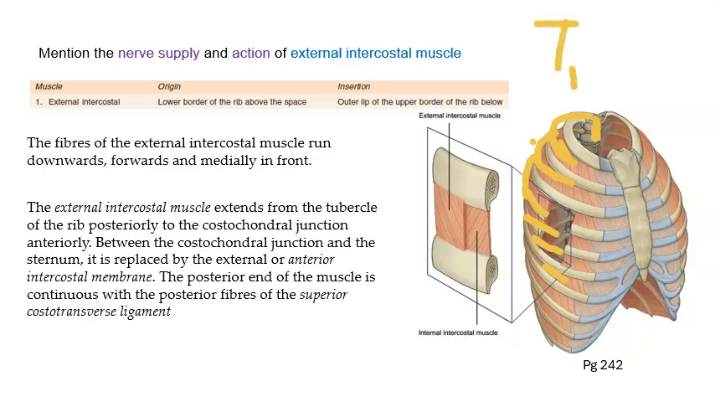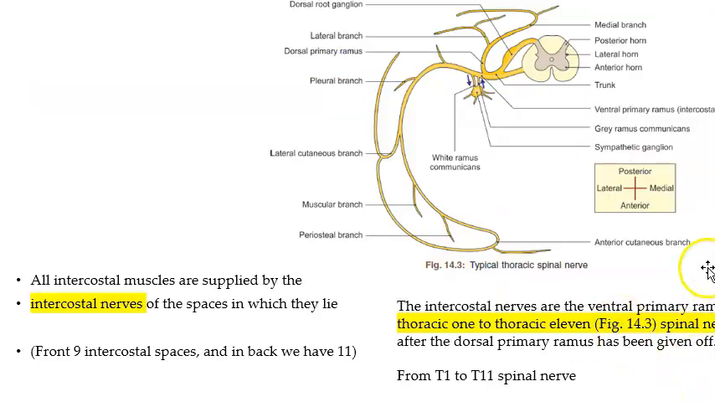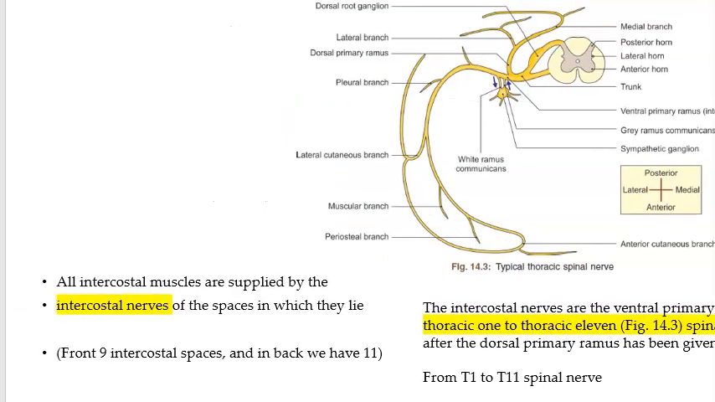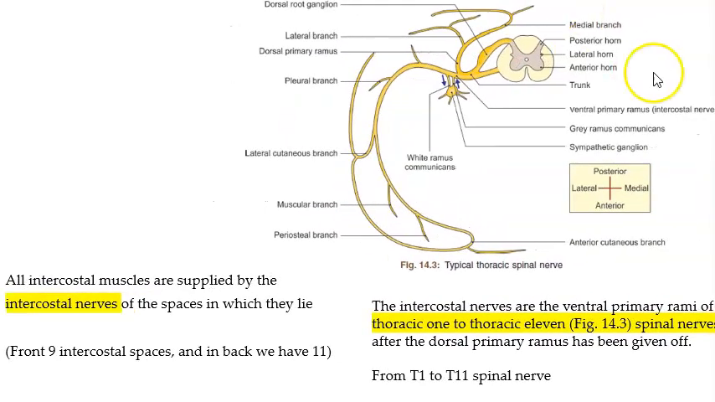T1 to T11 spinal nerve. That's all. T1 to T11 spinal nerve. If you want more details, you can say from the ventral primary rami of the thoracic 1 to thoracic 11 spinal nerves. You can remember that if you want. Okay, just remember T1 to T11 spinal nerves, ventral primary rami. If you want, you can draw this diagram and all, but I have not learned that much.